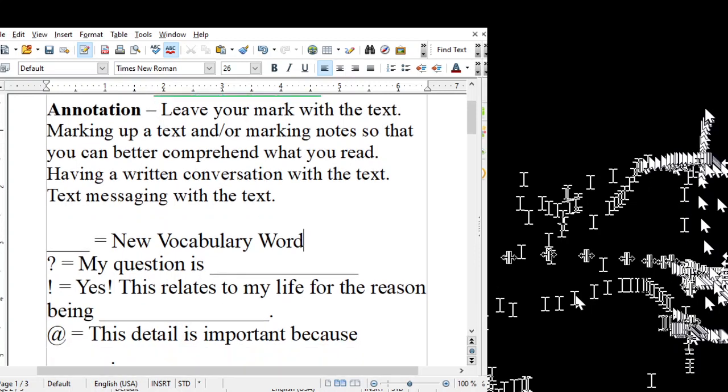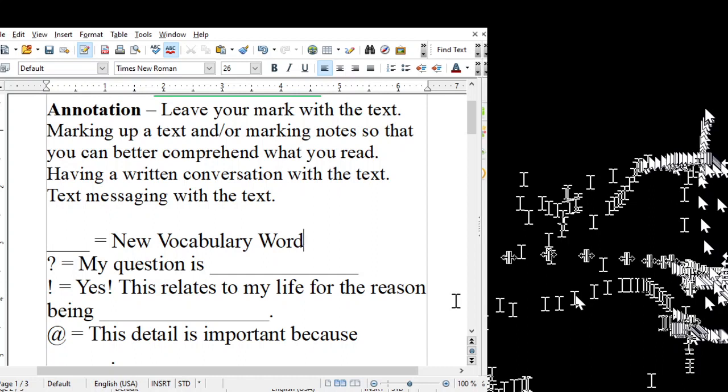And here's the @ symbol. This detail is important because... So you would underline the text, put the @ symbol, and say, this is important because. And in the margin, you would write why you believe that this detail or this sentence is important. This is if we were in the classroom and you were annotating in your book.